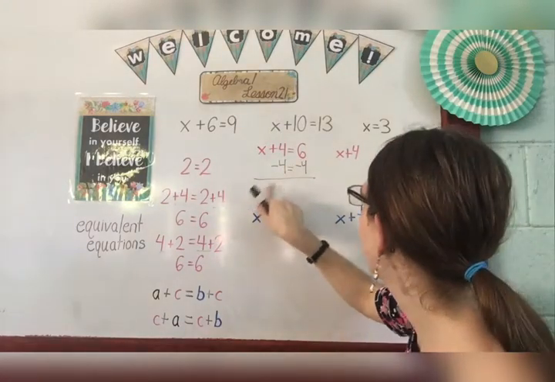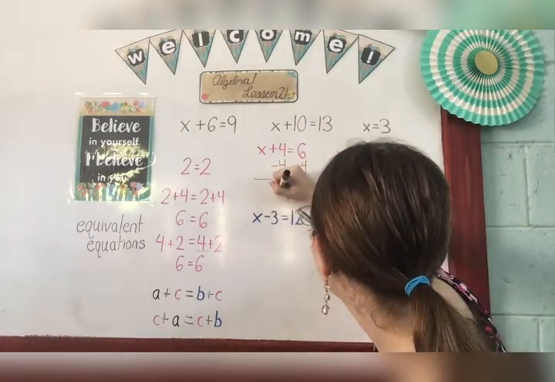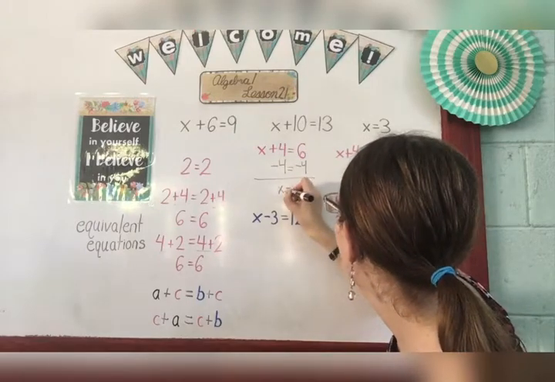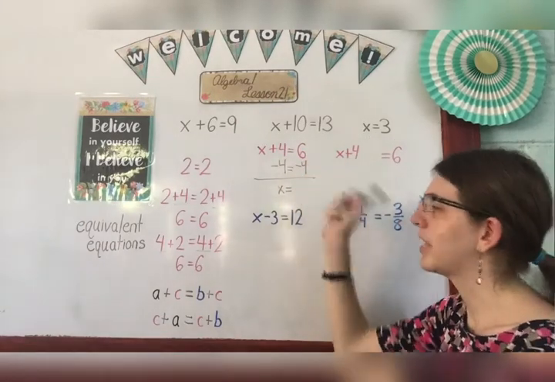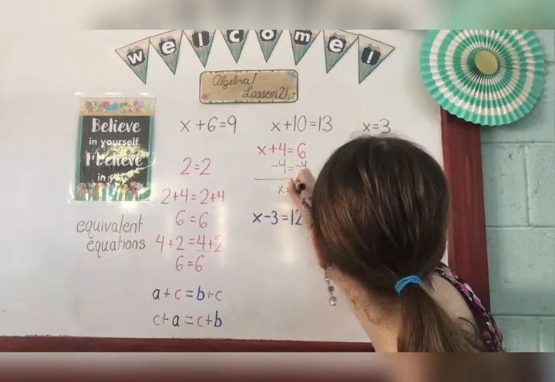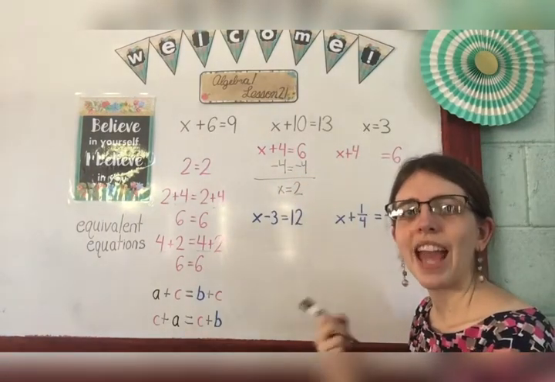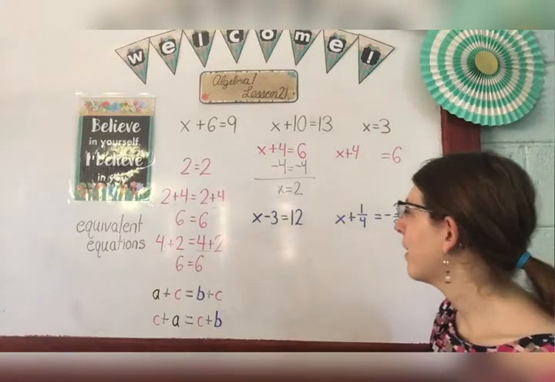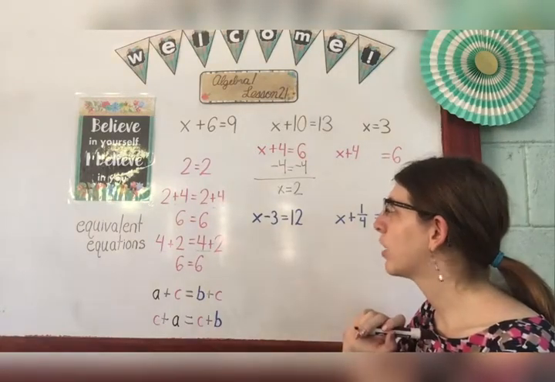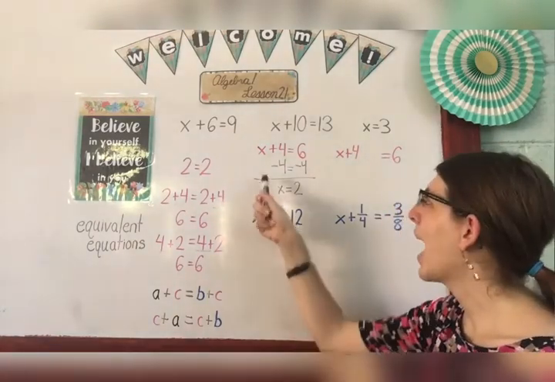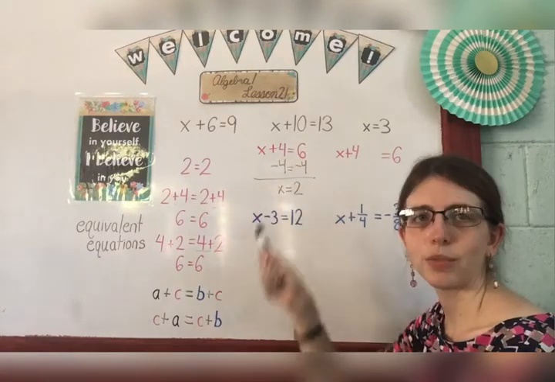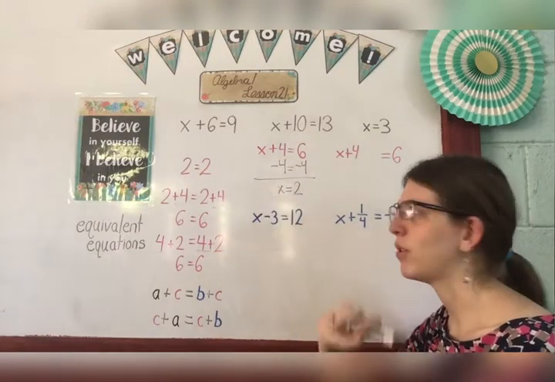Oops, let me move that over. Okay, so I just have x left, which equals 6 plus a negative 4 is 2. So I say that x equals 2. Now I need to check that, okay? Now the additive property of equality comes in, in that I'm adding the same thing to both sides. Whatever I do to one side, I have to do to the other.